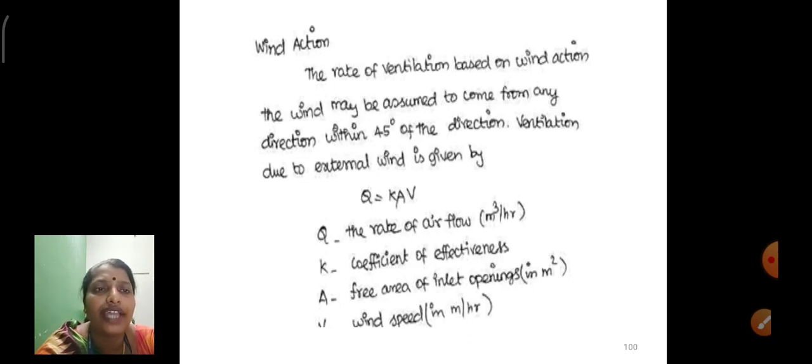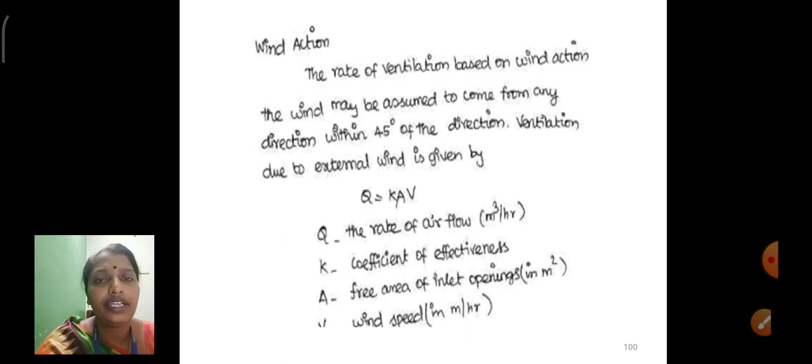Q is the rate of air flow. This unit is meter cube per hour. K is the coefficient of effectiveness. A is the free area of inlet openings in meter squared. And capital V is the wind speed. Okay, wind speed, we could analyze in meter per hour. For this overall conclusion, we go to natural ventilation with respect to our wind action depending. Okay, this rate of wind ventilation based on wind action. Okay, for example, 45 degree directions like wind produces, we go to calculate the heat energy.